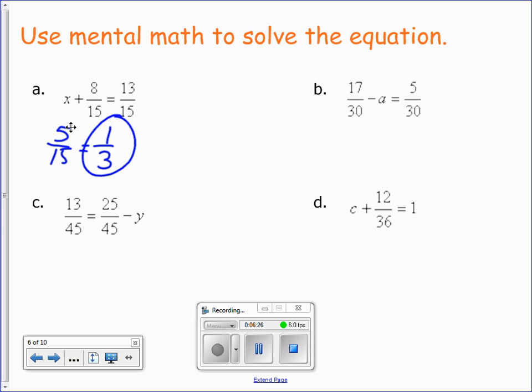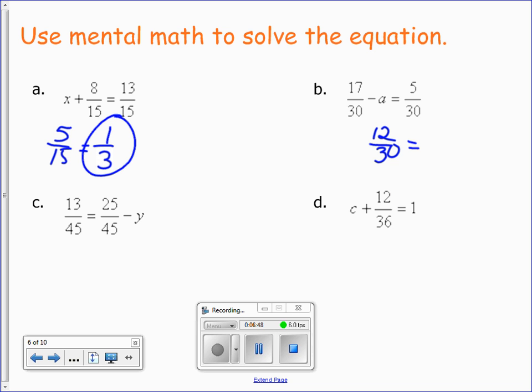In B, you've got to say to yourself, what subtracted from 17 gives me 5? What is that going to be, class? 12 over 30. I have one person in my classroom. That's wonderful. 12 over 30, because 17 minus 12 is 5.